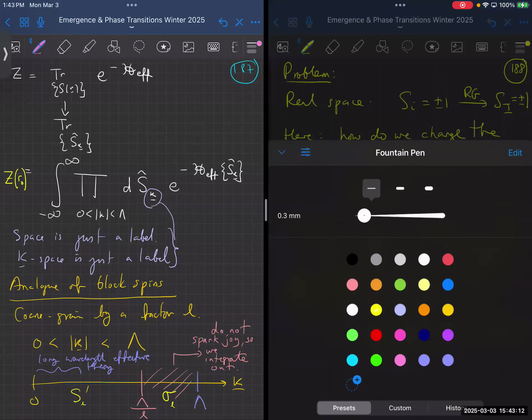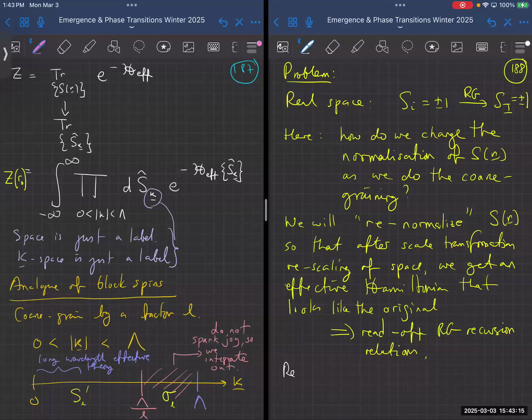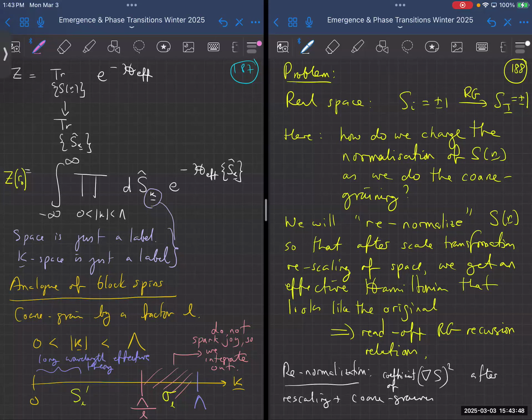And so what this renormalization is going to be, in this particular case, is that the coefficient of the grad S squared term, let me write it like this, the coefficient of the grad S squared after the rescaling and the coarse graining is always equal to 1/2. So that's going to be a way that we normalize things.